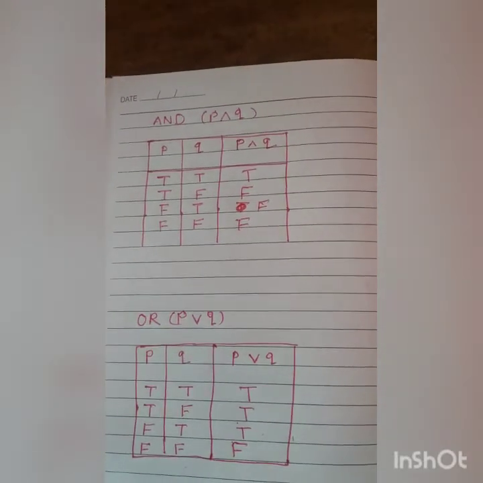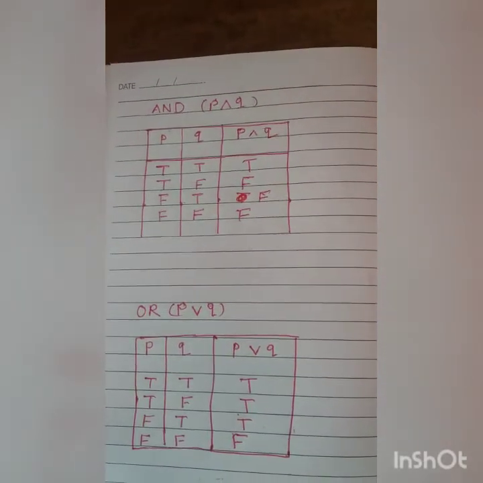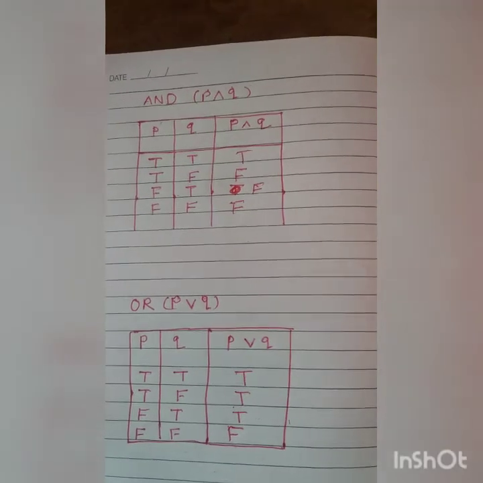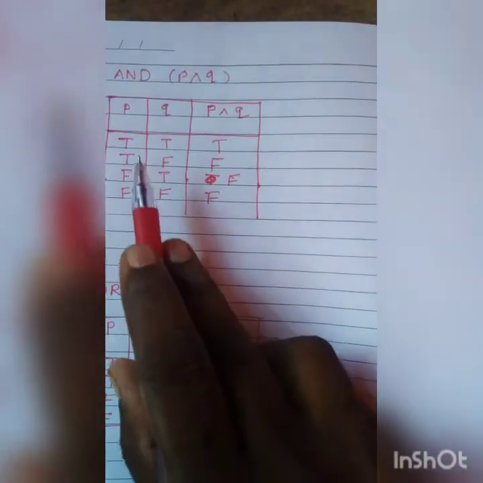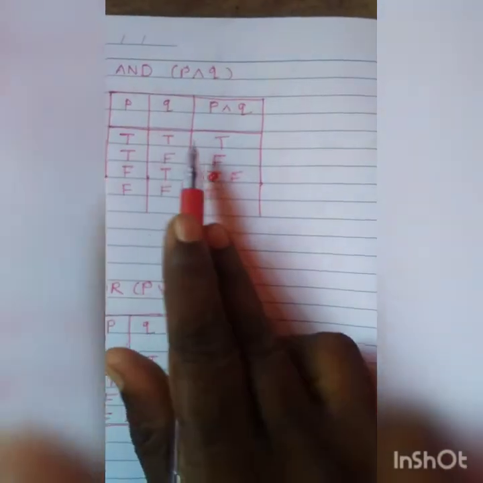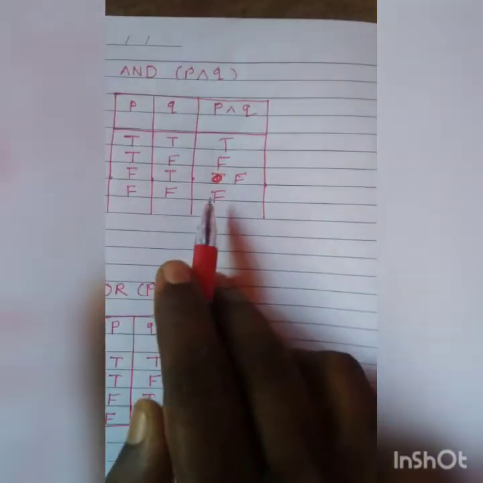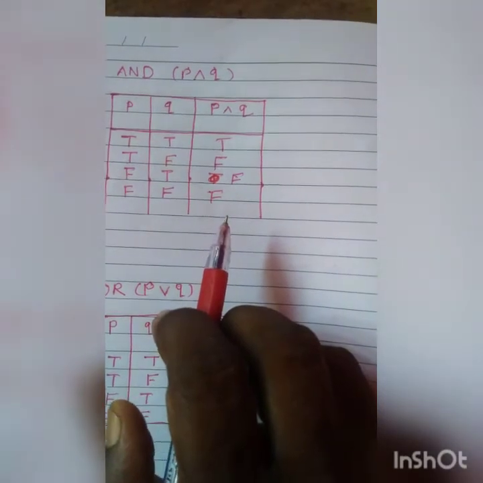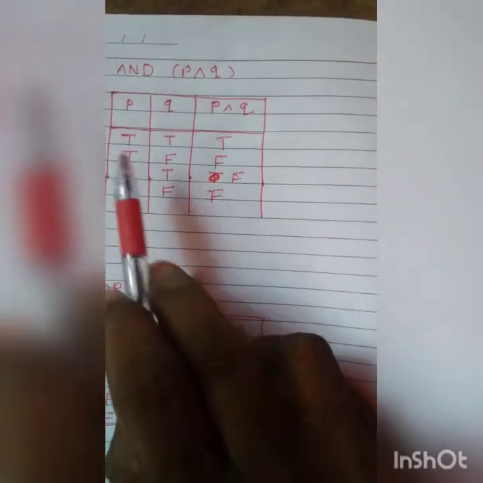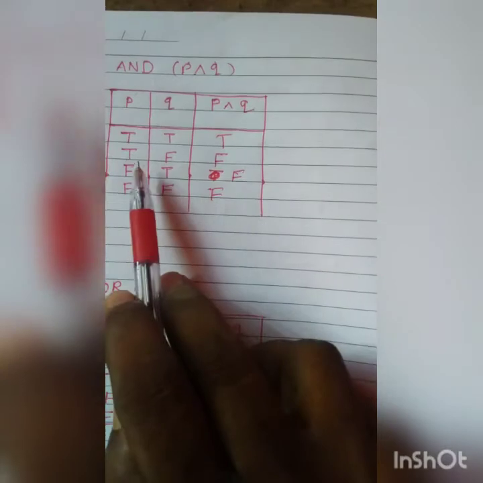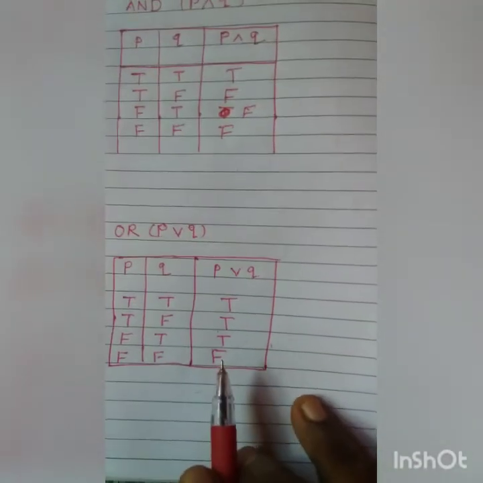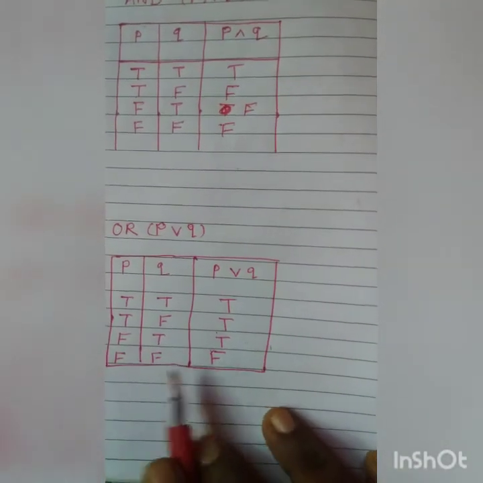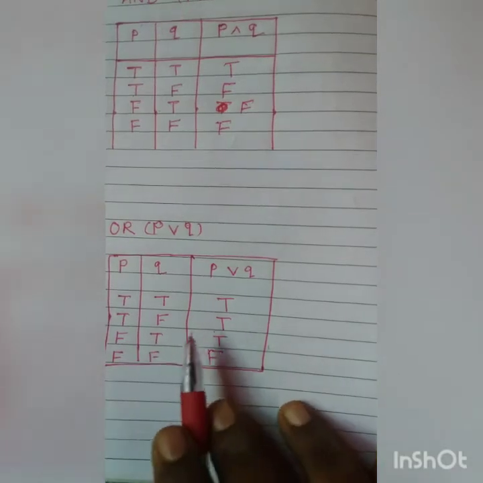And how will you remember this table in one line? And table is true if both are true, otherwise false. Remember this sentence. And is true if both are true, otherwise it is false. Or is false if both are false, otherwise it is true.